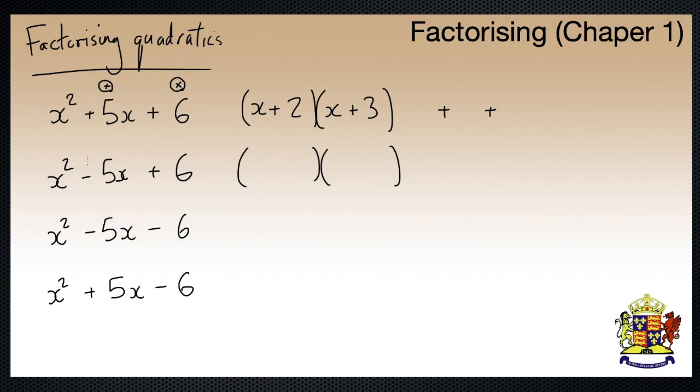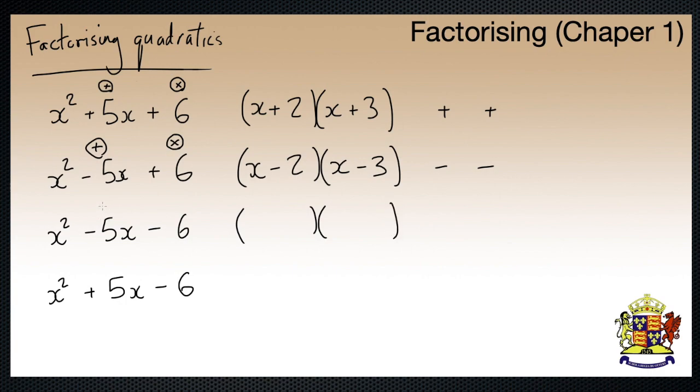The next one, two numbers that add together to make minus 5, but times together to make 6. Well, in this case, because the product is positive, they both must be negative, because the sum is negative so there must be at least one negative, there must be 2. So in this case, we're going to have x minus 2, x minus 3. So plus minus gives us minus minus in my brackets.